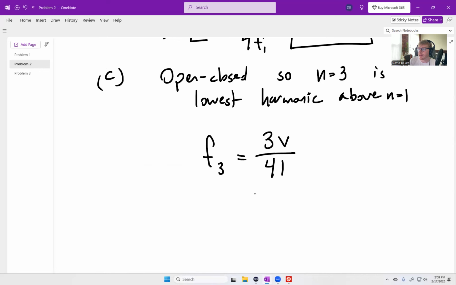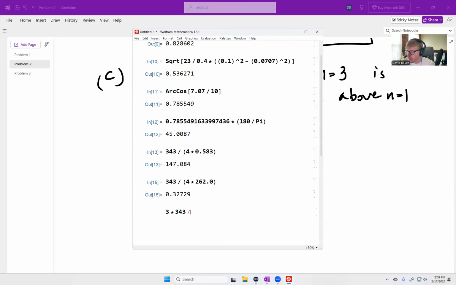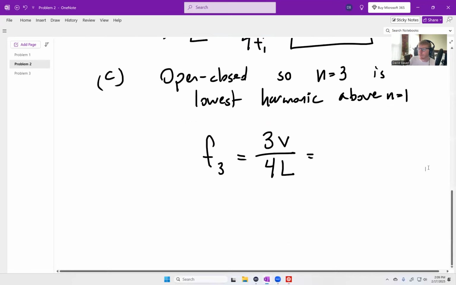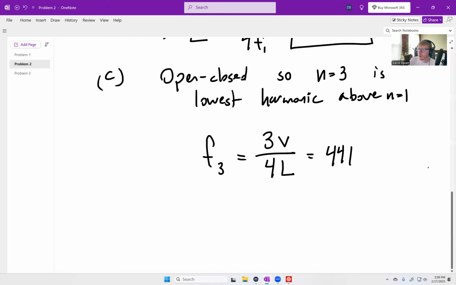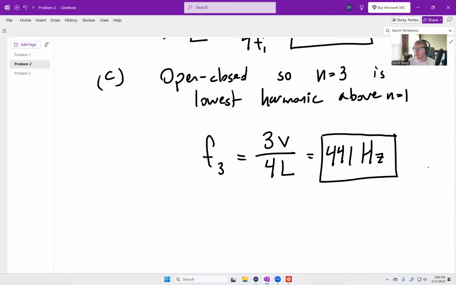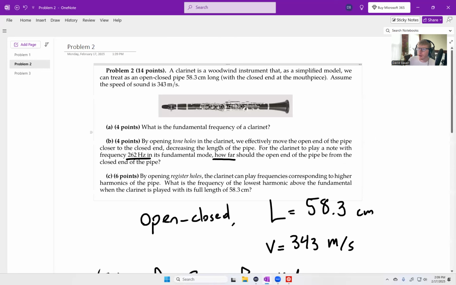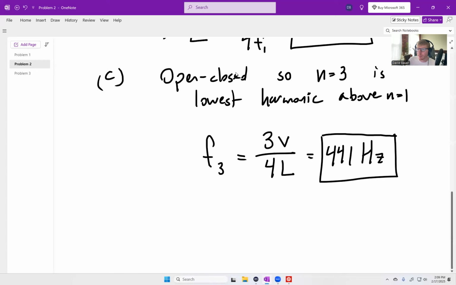And that's going to be 3V over 4L. And again, we're just plugging in. So this is really the only tricky part of the problem, is identifying that we only have these odd harmonics, and that what it's asking for is for us to calculate F3. Okay, so I get about 441 hertz, which is close to an A note, which would be 440. Okay, that's it for that problem.